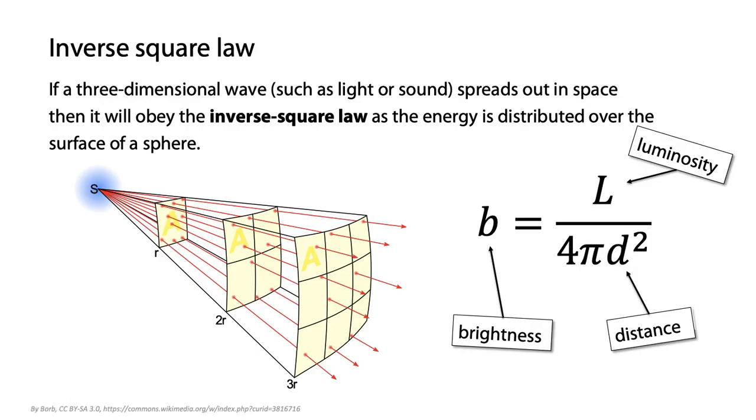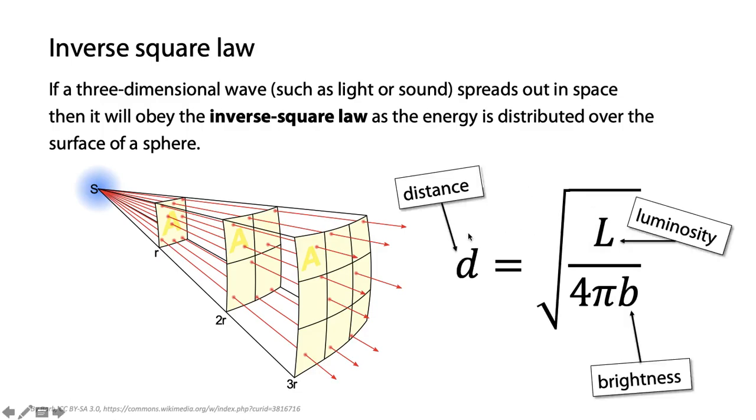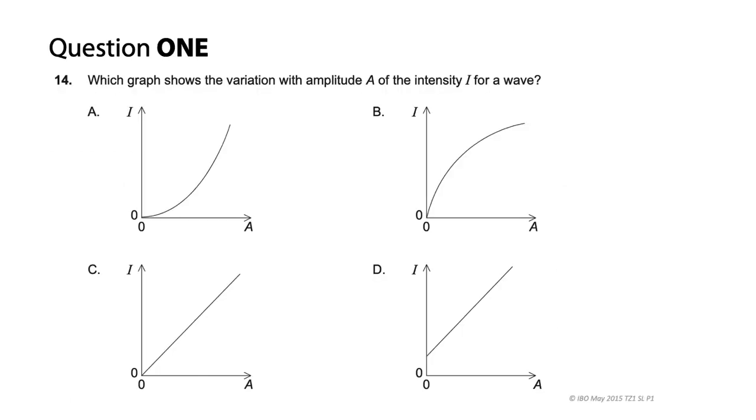This is very, very useful if you know the luminosity, which, when we do the astrophysics unit, you'll find out how we can actually determine. You can measure the brightness, and you can rearrange in order to find the distance, which is a very useful thing to know. In terms of a couple of questions, not from the astrophysics unit, these are core standard level questions. Here's one: which graph shows the variation with amplitude of the intensity I for a wave.